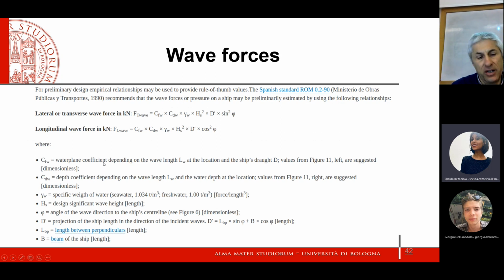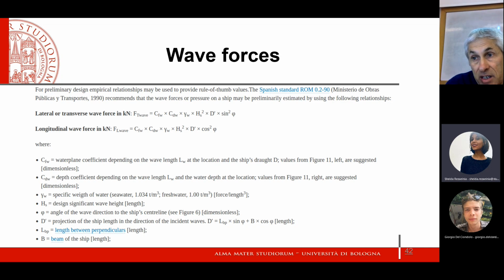Now, let's look at the formula, and I think we are moving towards the conclusions for today. Here, again, we have lateral or transverse wave force in kilonewton and longitudinal wave force in kilonewton. What you see here is a very similar structure to the empirical relationship that we used for wind forcing. While for wind forcing I asked you to make an effort to learn it, for this one I'm not making the same request, because I think it's better to concentrate on just one.